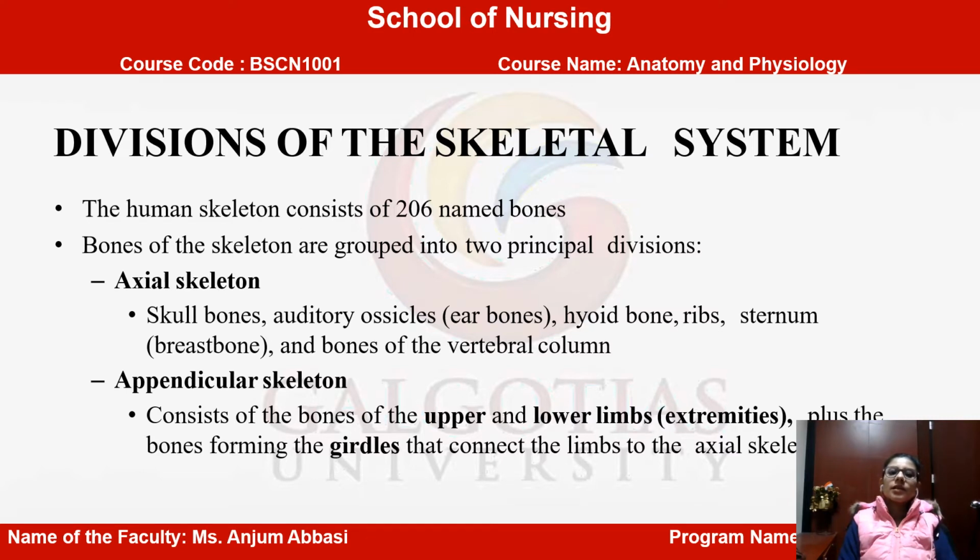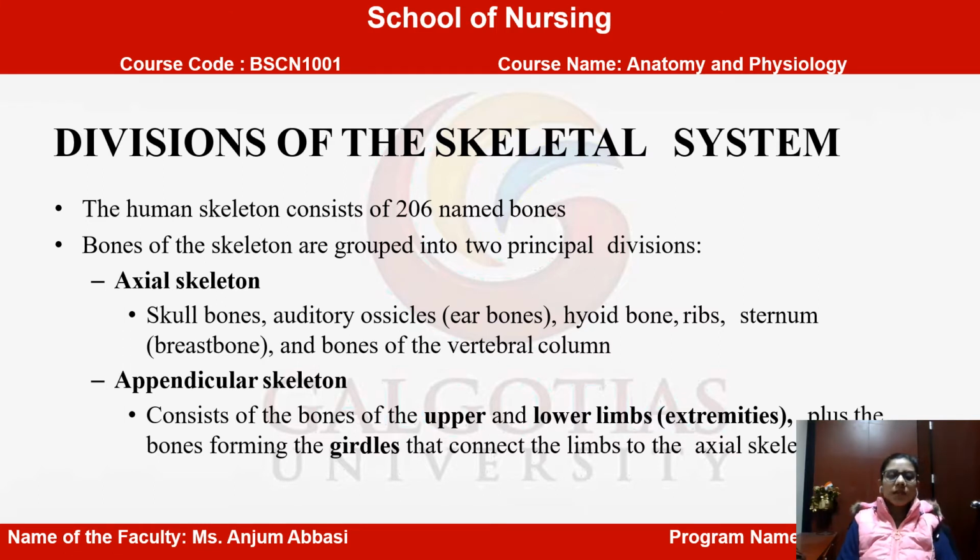In the axial skeleton there is the skull bones, auditory ossicles, hyoid bone, ribs, sternum or breastbone, and bones of the vertebral column. If you want to learn it in an easy way, you can see the axial skeleton in a vertical, straight format. So the skull bone will be there, then auditory ossicles, meaning ear bones, then the hyoid bone, and in the chest the sternum will be there.